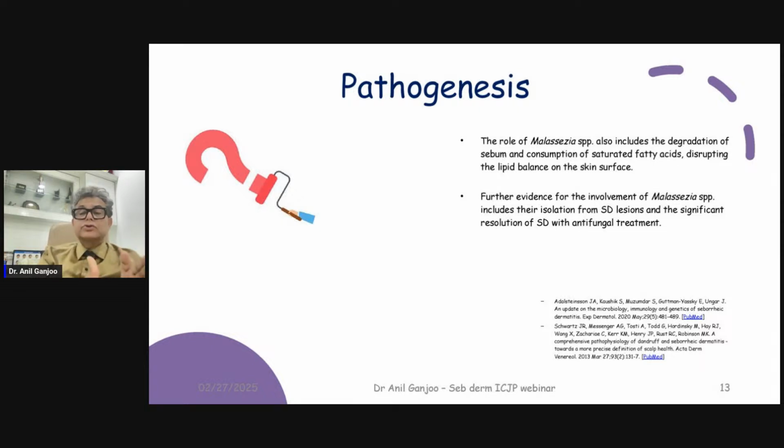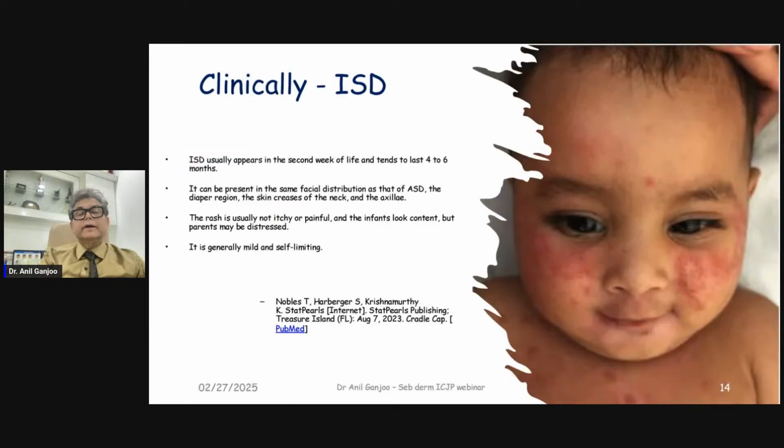It leads to disintegration of the saturated fatty acids within the sebum, disrupting the lipid balance. It also leads to disturbance in the skin barrier, and its involvement in the development of this condition is proven by the fact that, one, it can be easily isolated in high quantities in the skin lesions of seborrheic dermatitis, and also antifungal treatment leads to improvement of this condition to a large extent.